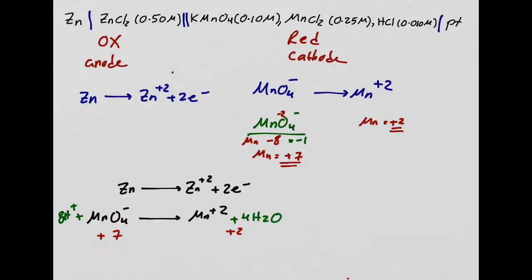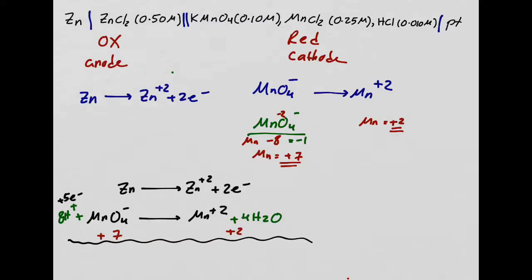Now, I have to balance the charges out by adding electrons to the more positive side, which is this side. How many do I need to add? I need to add 5 electrons, because if I add 5 electrons, the plus 7 minus 5 would be 2. It matches up this part. So far, so good.